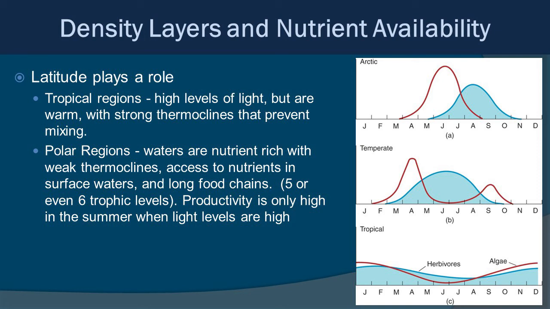So if you look at that top graph where you see herbivores and algae, there's this first spike of algae, of course, and then the herbivores follow. But it's all right there in May, June, July, August, September. So it's in those summer warmer months when you actually have light.